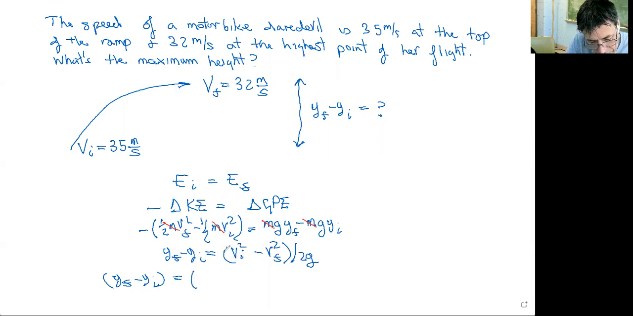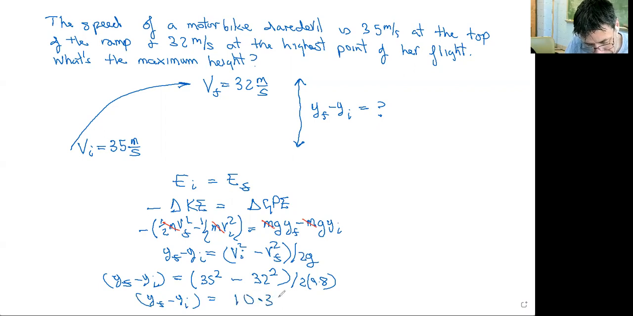So that's 35 meters per second squared. I won't write in the units here. I'm a little lazy today. 32 meters per second, squared. Again, I won't write in the units. Divided by 2 times 9.8 meters per second squared. And if I carry that calculation out, I've already done it here, I get that the change in elevation is 10.3 meters.